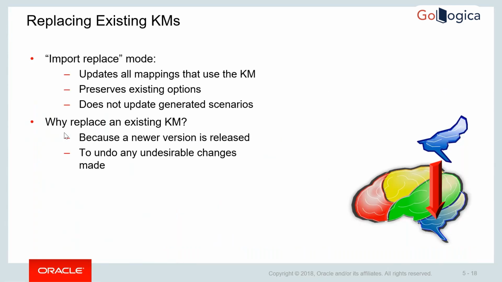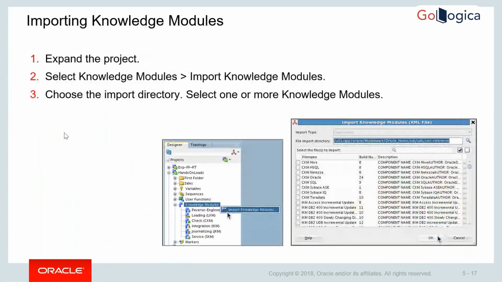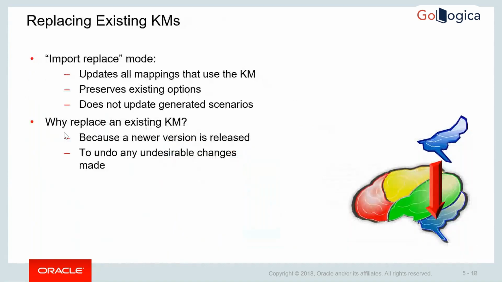While you're importing a knowledge module, we have an option called import replace. If you right click and go with import replace, we are able to update. For example, I already use a knowledge module in some mappings. Now I want to replace it with a new, different knowledge module, and change the already existing mappings to the new knowledge module. Then we go with the import replace mode.